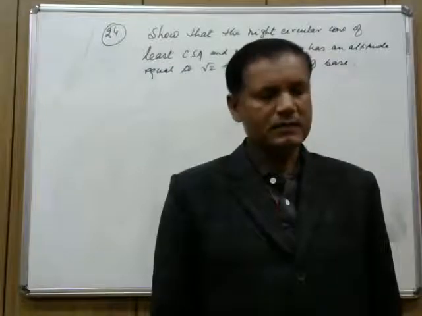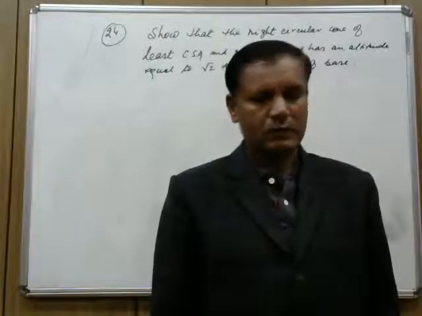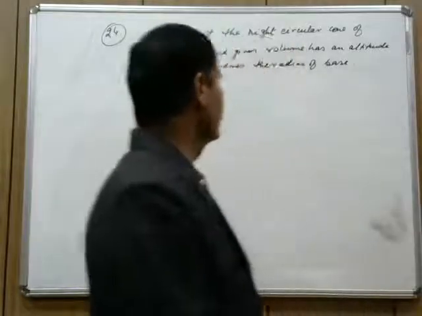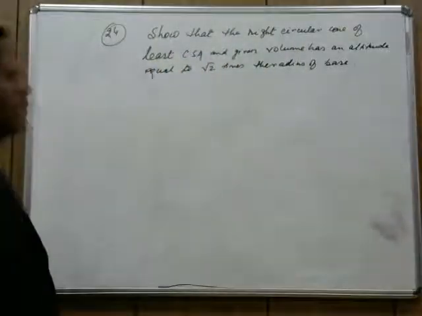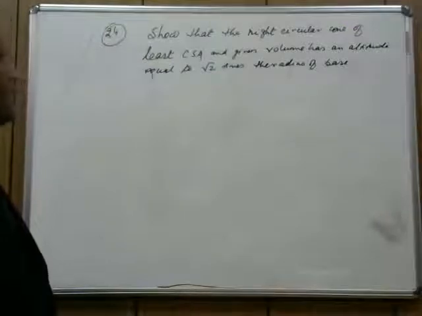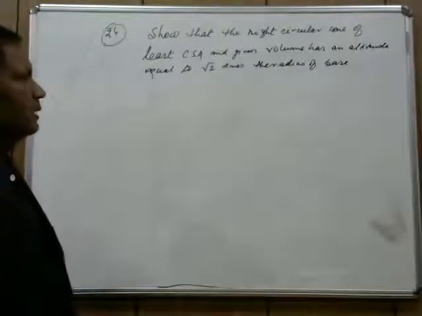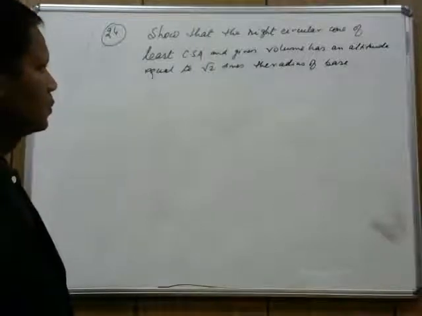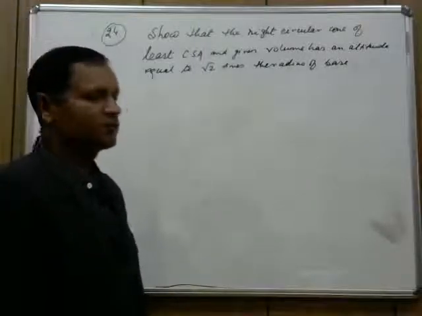And in the last video I have done the questions till 23. Okay, then today I will be doing question number 24, which is show that the right circular cone of the least curved surface area and given volume has an altitude equal to root 2 times the radius of base.